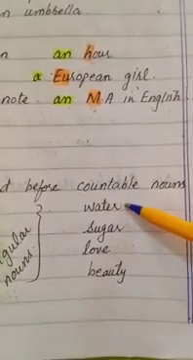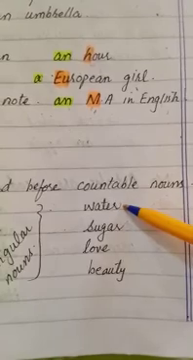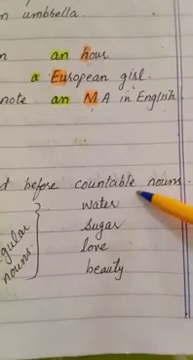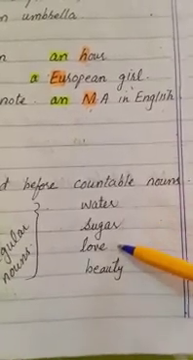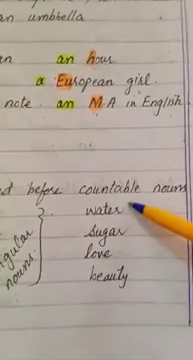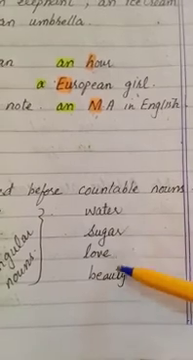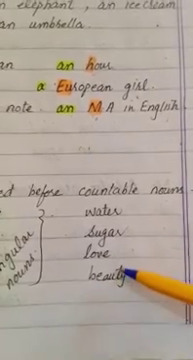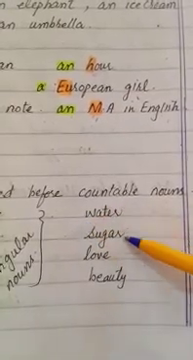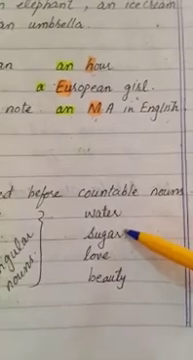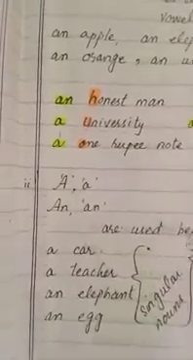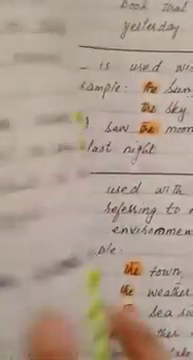We cannot count water. That's why we cannot put indefinite articles a and an with these words. We cannot say a water, that is wrong, a sugar, that is also wrong, a love, that is also wrong, and a beauty, that is also wrong. So they are uncountable. Like this is uncountable, this is uncountable, and this is abstract noun. So we cannot put a and an, means indefinite articles, before uncountable and abstract noun. This was point number 2, rule number 2 about the use of article a and an.